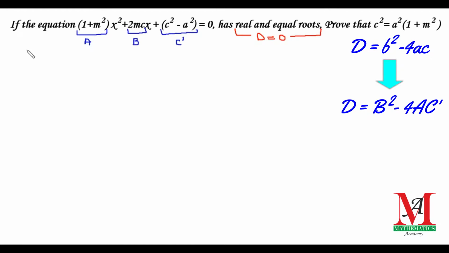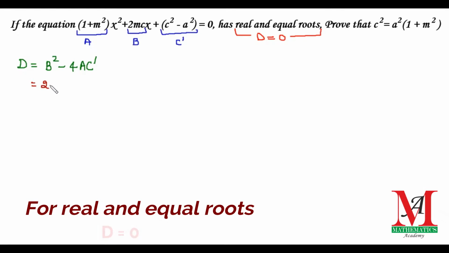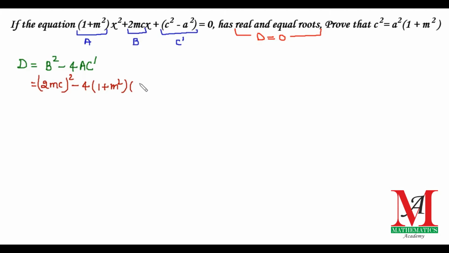Now as we know that for real and equal roots D equals 0, also the formula to find D, as you see here, is D equals b square minus 4 times a c dash. Now on putting the values here, the value of b is 2mc, so I'm putting here the value of b with the square, minus 4 times the value of a, that is 1 plus m square, and the value of c dash, that is c square minus a square.